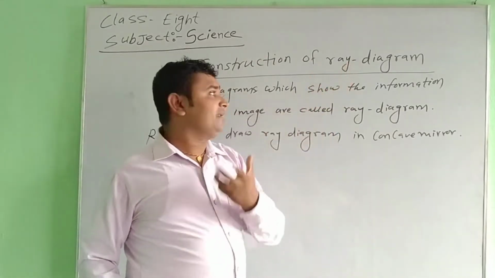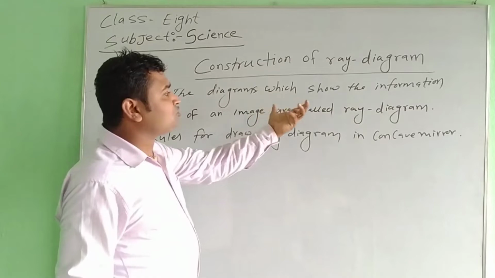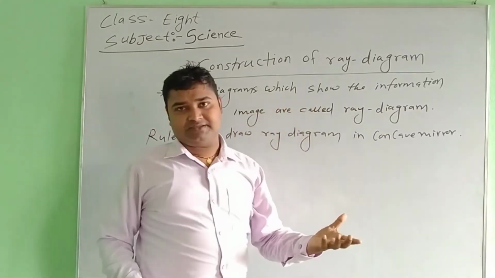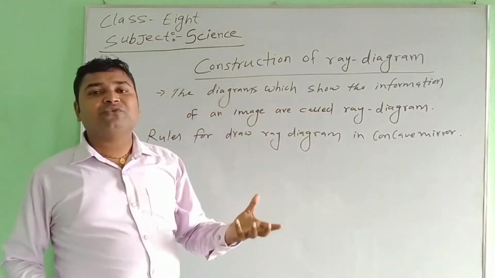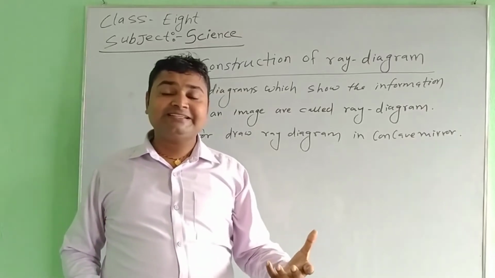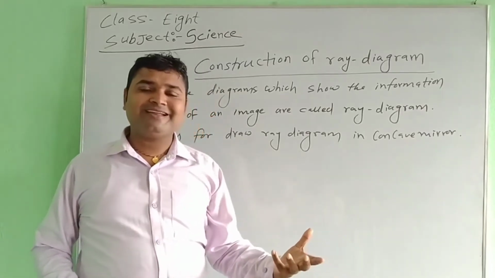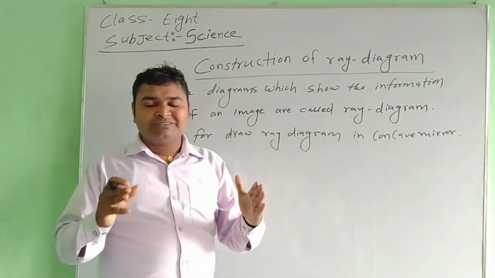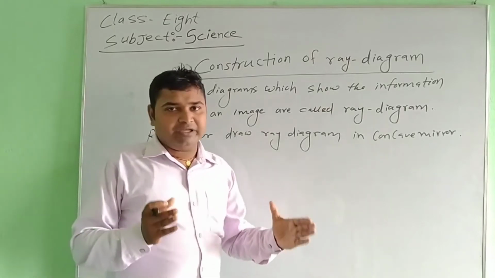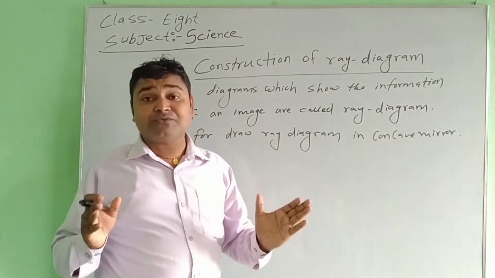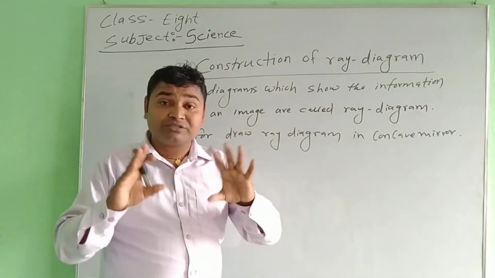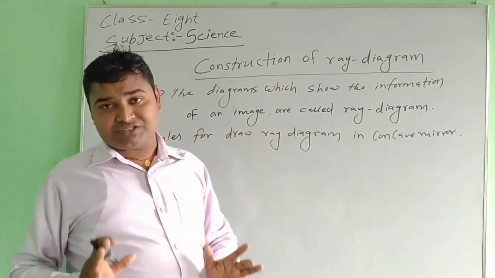What is a ray diagram? A ray diagram means the diagram which shows the information of the image. That is called a ray diagram. As you know, an image is formed in concave and convex mirrors, and the ray diagram is drawn to give information about that image.